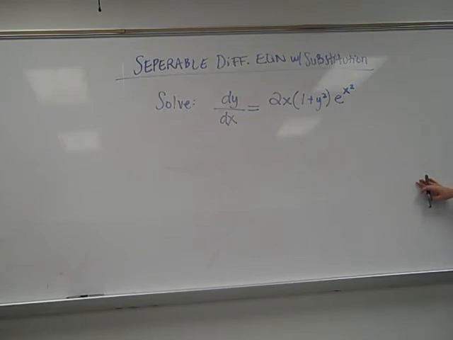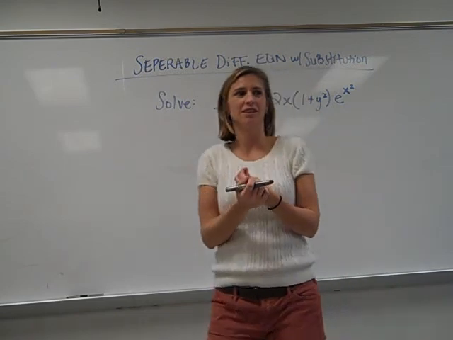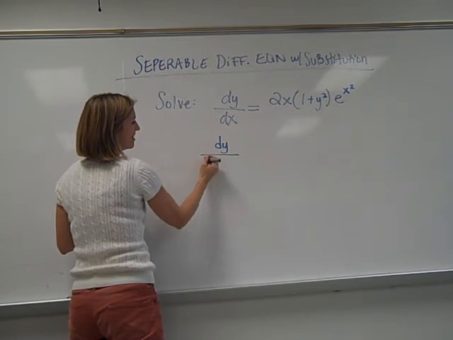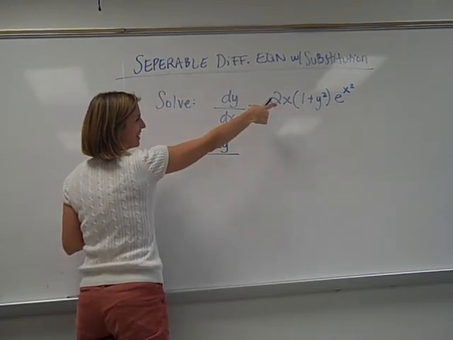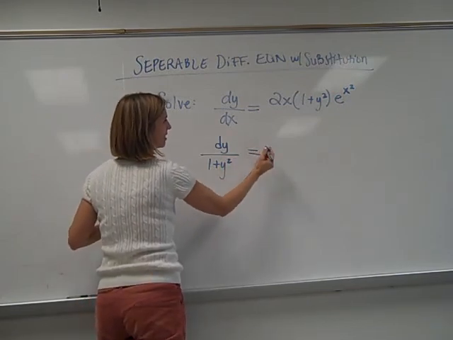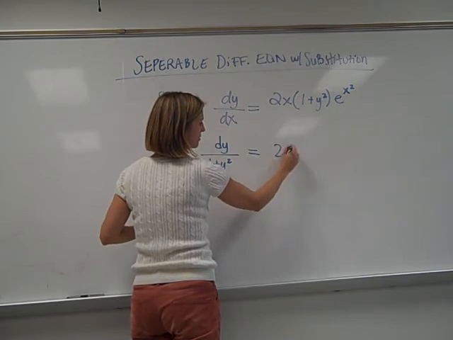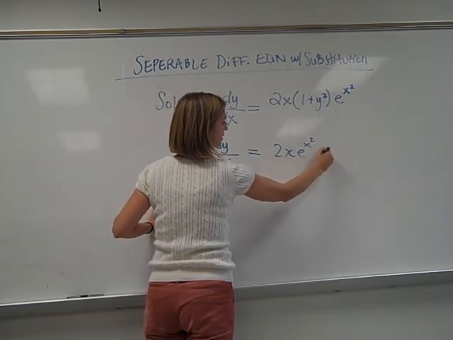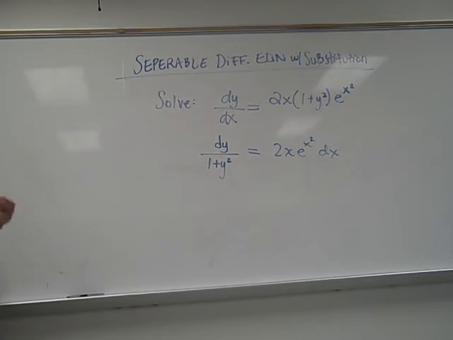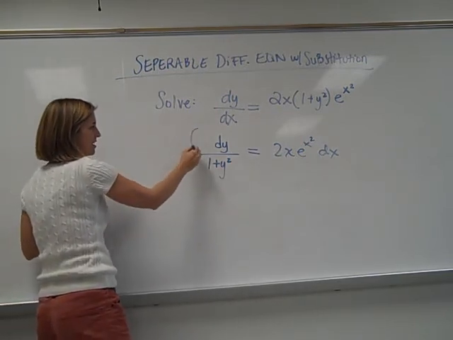It's e to the x squared, yeah. Beautiful. So the first thing we're going to do is what? Separate the variables. So dy over 1 plus y squared equals 2x e to the x squared dx. Okay, variables separated. Now I have to integrate both sides.